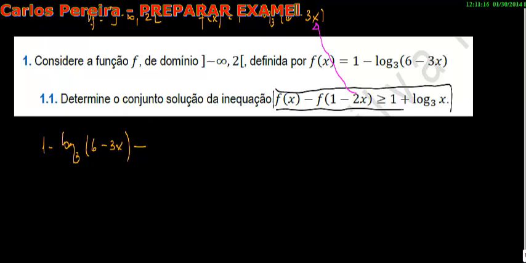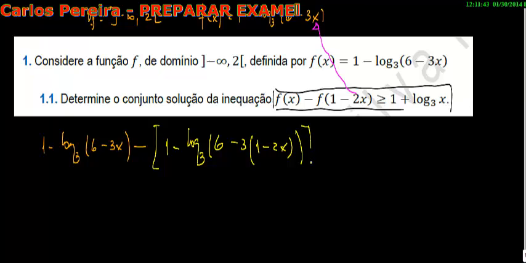So I'm going to open over here an interval, and so it will come 1 minus logarithm base 3 of (6 minus 3 times (1 minus 2 times x)), and I'm going to close the interval, and this is greater than or equal to 1 plus logarithm at base 3 of x. Is this okay for you?